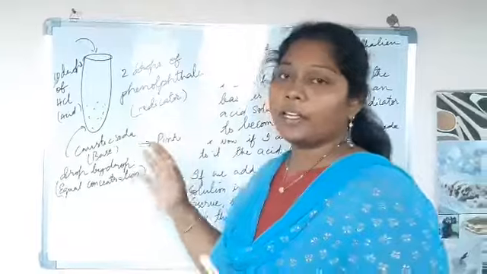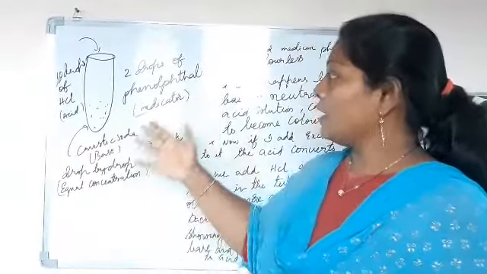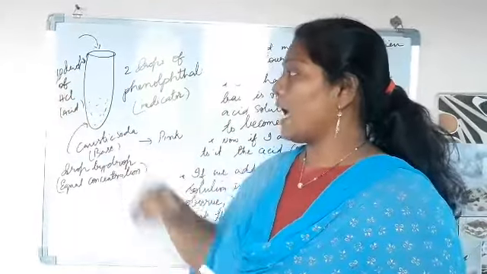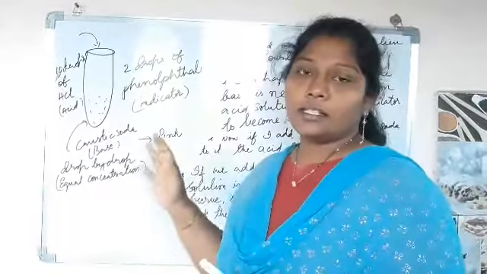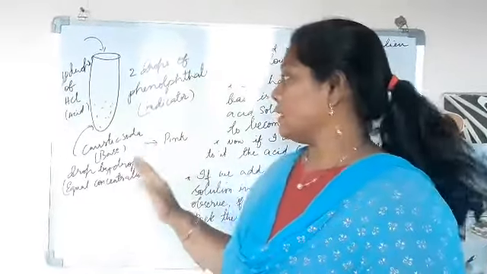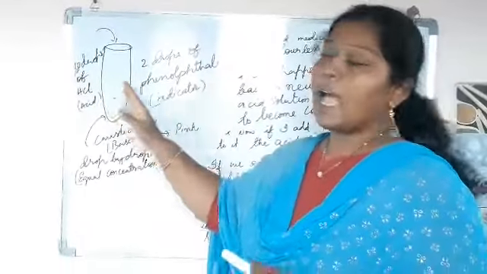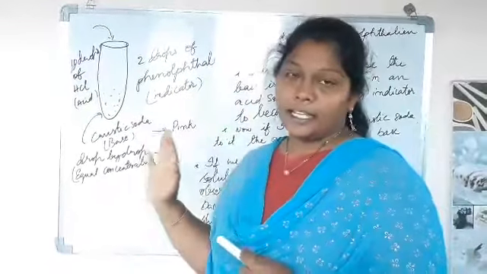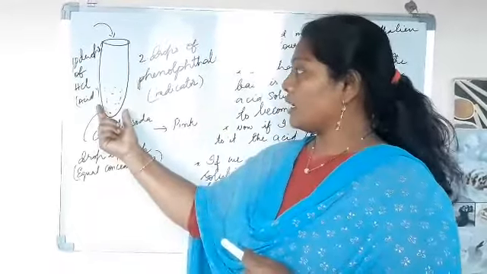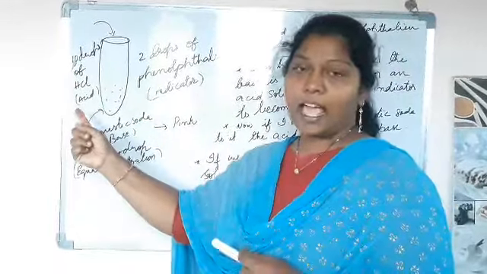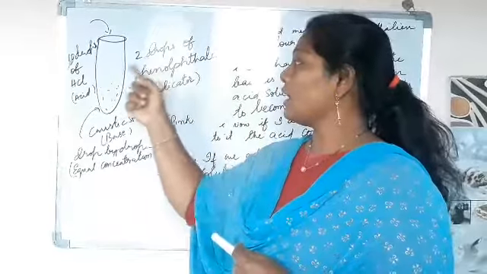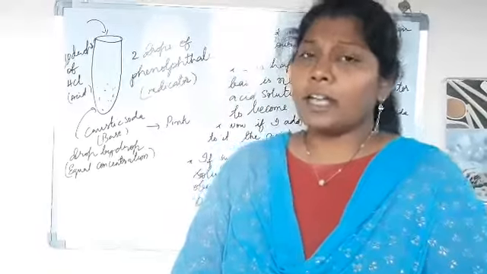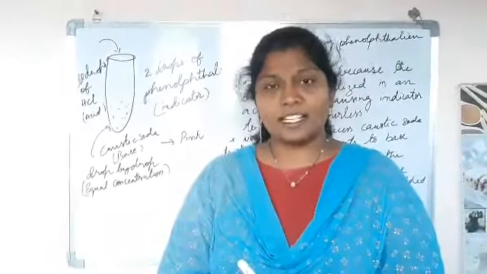In this reaction we need a test tube, and to this test tube we will add 10 drops of HCl acid. Okay, children, it is concentrated hydrochloric acid. And now to this acid solution we are adding 2 drops of phenolphthalein indicator. First we have taken a test tube, to that we have added acid, and now to that acid we are adding phenolphthalein indicator.